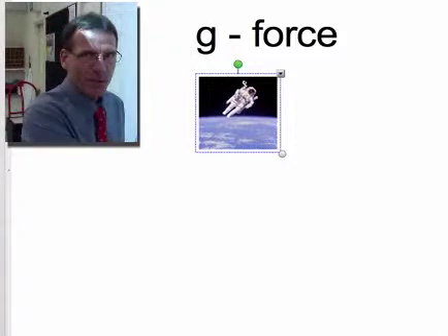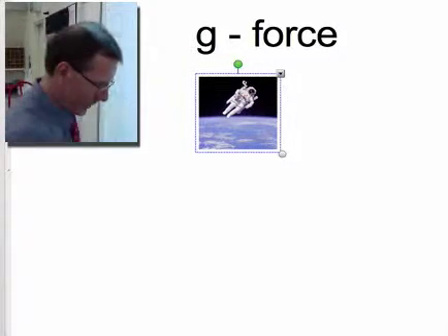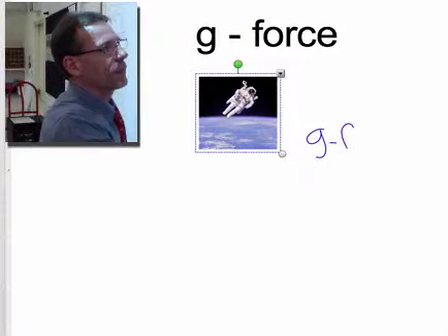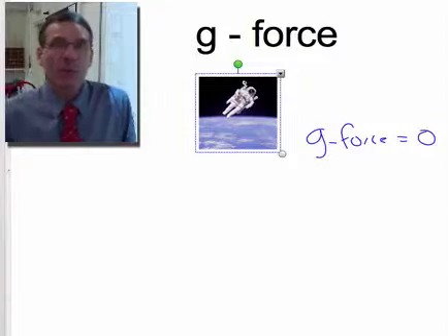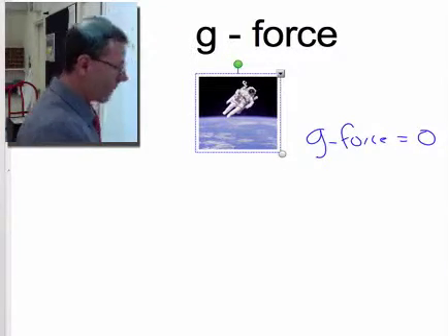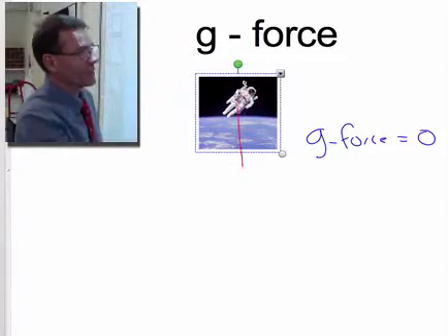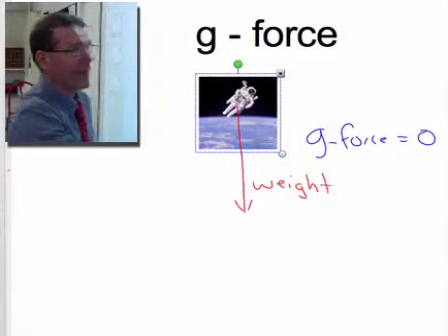I want you to consider this astronaut here who's in orbit around the Earth. This astronaut would feel weightless. We'd actually say that their G-force, the number of G's that they're experiencing, is zero. They feel completely weightless. Are they weightless? Is there no force acting on them? Well, of course, there is a force acting on them. There is their weight force. That is the force that's causing them to go in a circle.